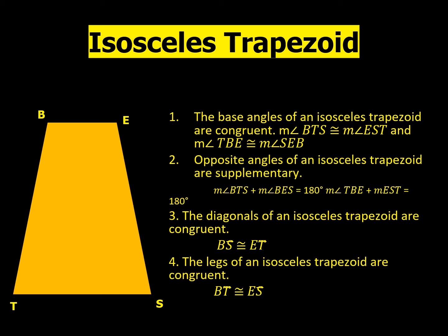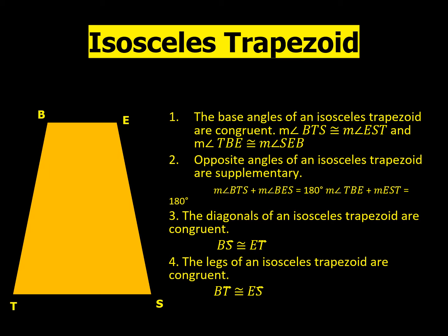Okay, another one, the diagonals of an isosceles trapezoid are congruent. So when we say congruent, the measures are also equal. So the distance from B to S is equal to the distance from E to T.